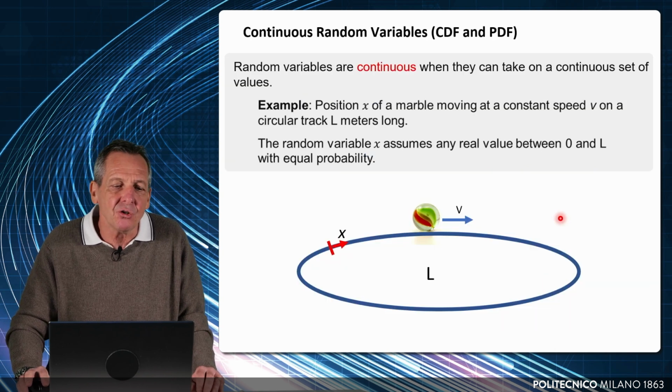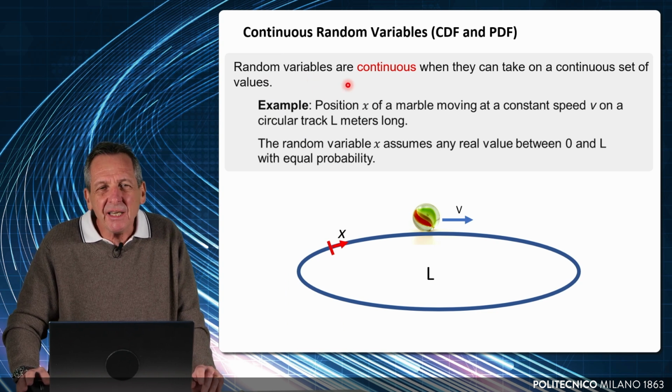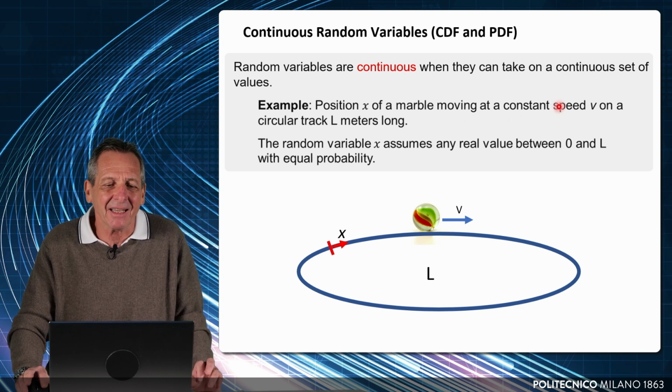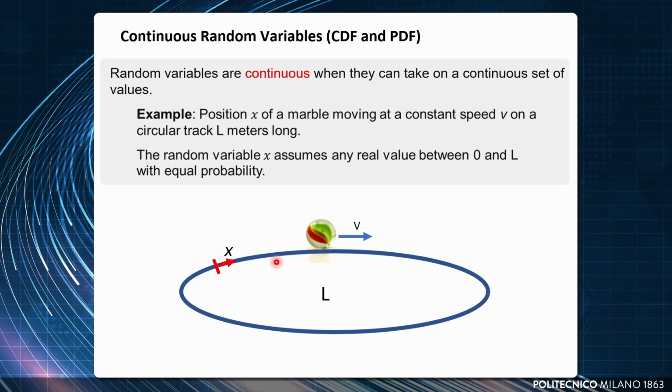But let's come to an example of a continuous random variable. A continuous random variable is a random variable that contains a continuous set of values, real values. The example is this one. Imagine to have a marble that is moving with constant velocity along a track L meters long, and our random variable x is the position of the marble along the track. And of course, there is no reason why this position is different from another.